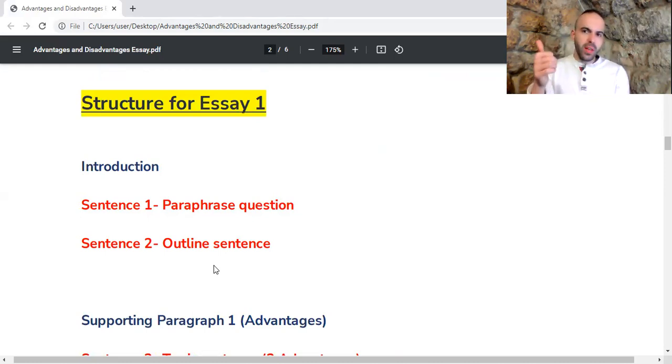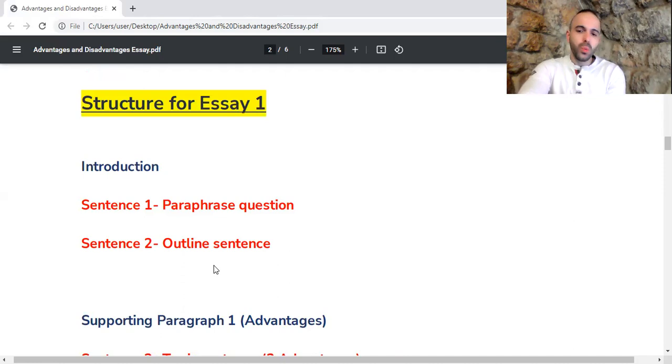So you need to paraphrase the question in the first sentence of the introduction. And in the second sentence, you need to write the outline sentence. The outline sentence consists of the main idea of main body paragraph 1 and the main idea of main body paragraph 2. So you'll have to include the main advantage and the main disadvantage in your outline statement in the introduction. That's it. That's the introduction.